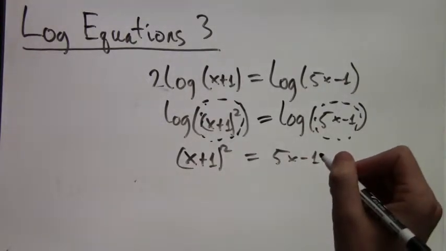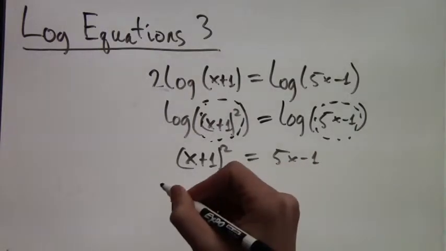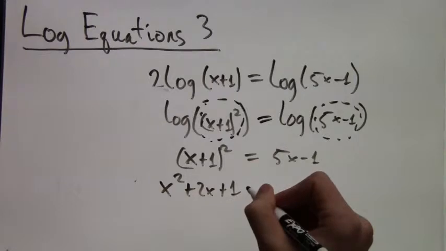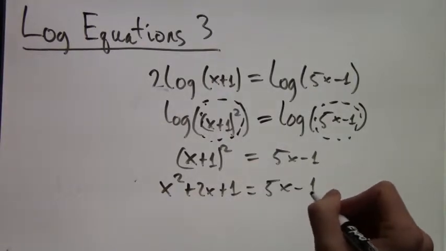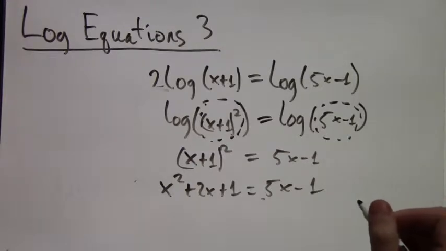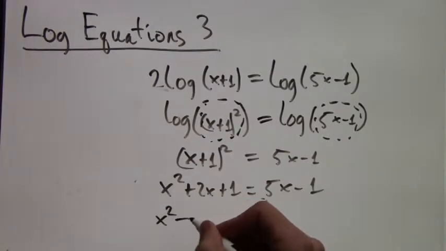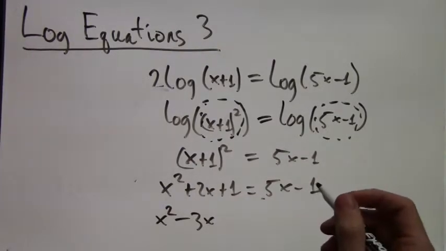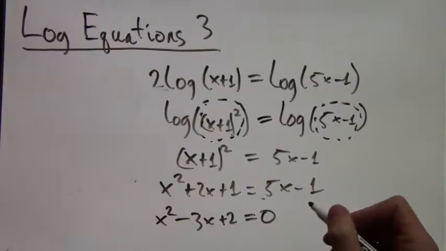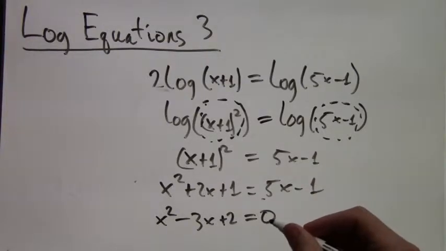So we get x plus 1 squared equals 5x minus 1. As it turns out, this will simplify to just a quadratic equation. You can learn more about how to solve these in other video lectures, so I'll go through this in not too much detail. First, we bring all the terms to one side of the equation and we get x squared minus 3x plus 2 equals 0.